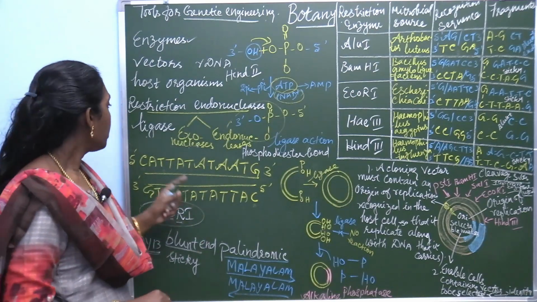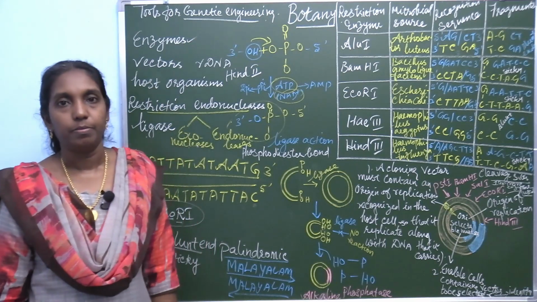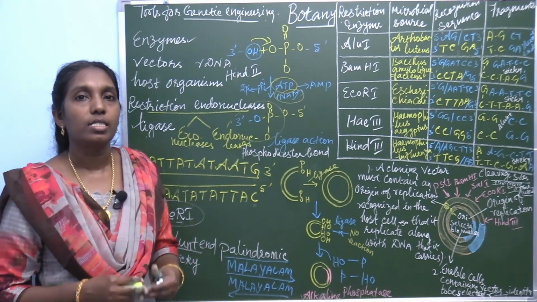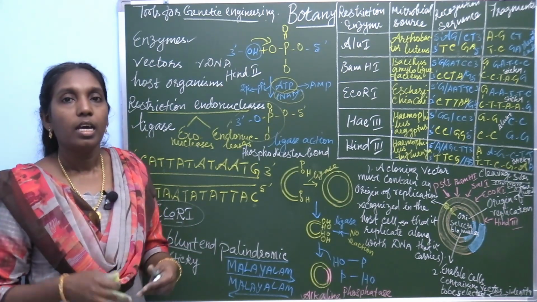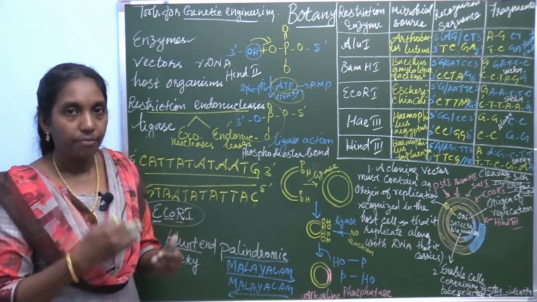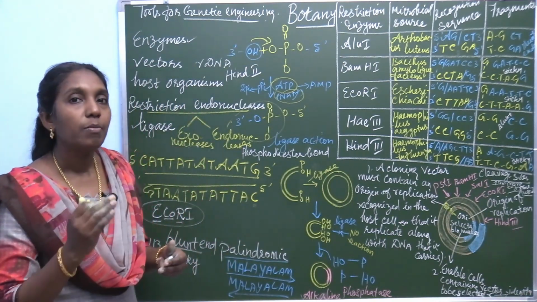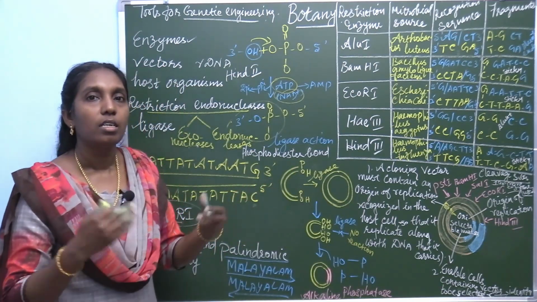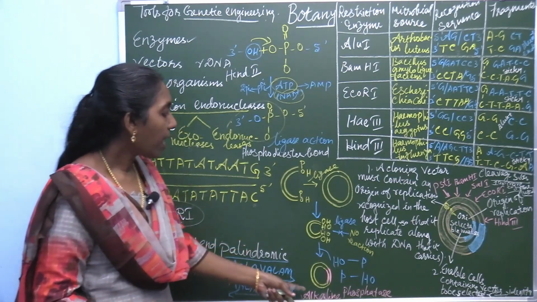Then another enzyme is there, that is alkaline phosphatase. Alkaline phosphatase is used as a modifier enzyme. Either it adds or removes the sequences from the 5-phosphate terminals. In the 5-phosphate terminals, either it adds or it removes. That is the role of alkaline phosphatase.